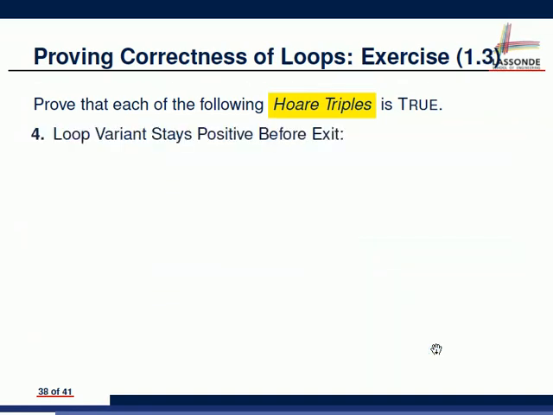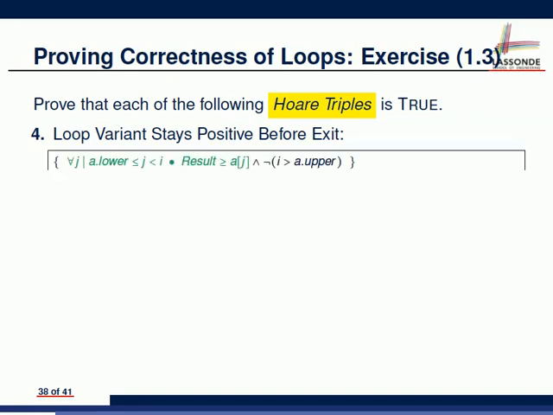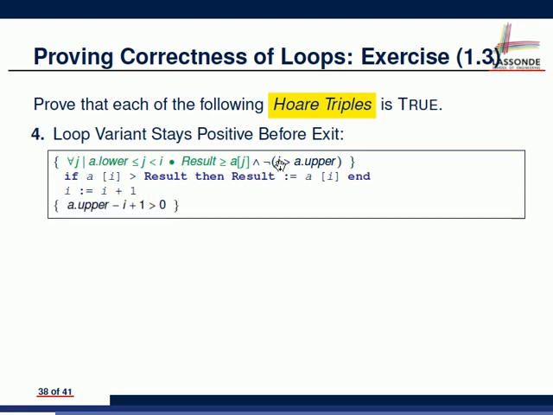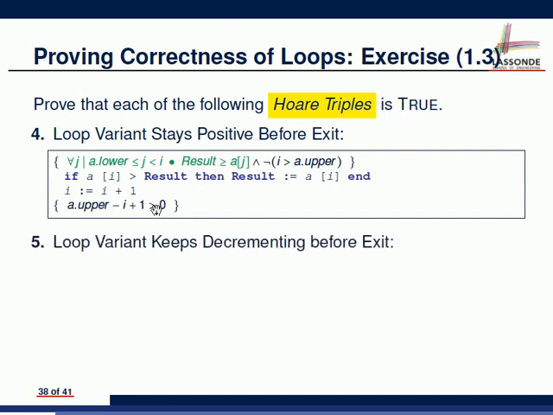And then number 4. Now here it's about the termination proof. We want to make sure that given that the looping invariant is maintained, and also we are not ready to exit just yet, and then we execute the body of the loop, the loop variant stays positive. You can see this is the expression for the loop variant. Finally, we want to make sure the loop variant keeps decrementing.